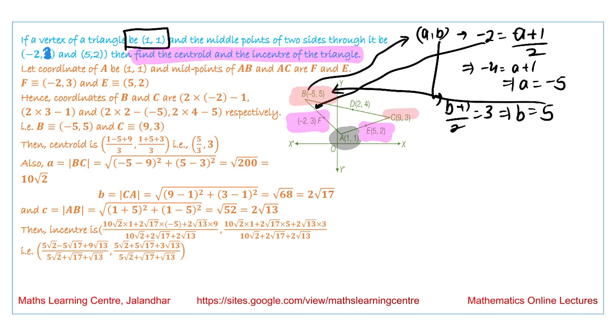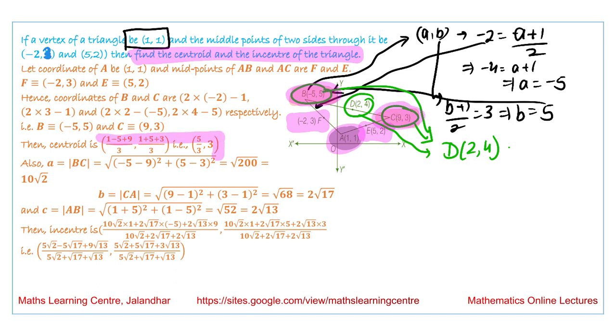Similarly, the coordinates of this point C we can obtain as (9, 3), and by using the points B and C, we can obtain the coordinates of the point D as (2, 4). So we have obtained the vertices of this triangle. A is (1, 1), B is (-5, 5) and C is (9, 3). So using these three vertices we can obtain the centroid of the triangle.